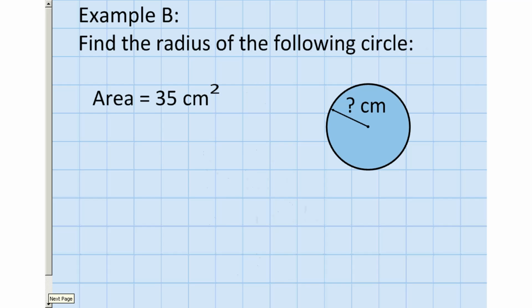Okay, another example, find the radius of the following circle. Now we know the area is 35 centimeters squared, and we want to know the radius. So the area is equal to pi times radius squared. So putting in what numbers I know, 35 is the area and pi is 3.14, and that needs to be multiplied by something squared. Going to do the same sort of thing as last time.